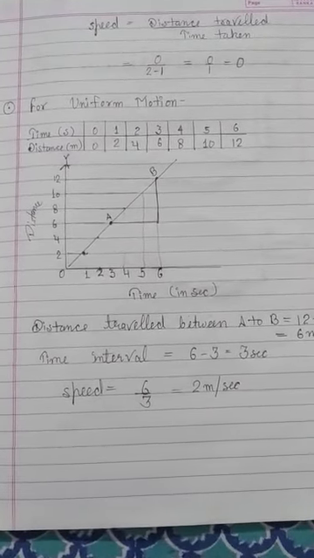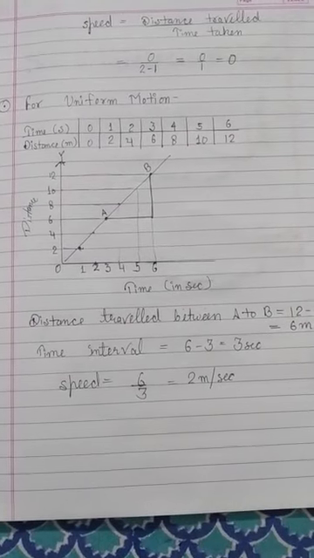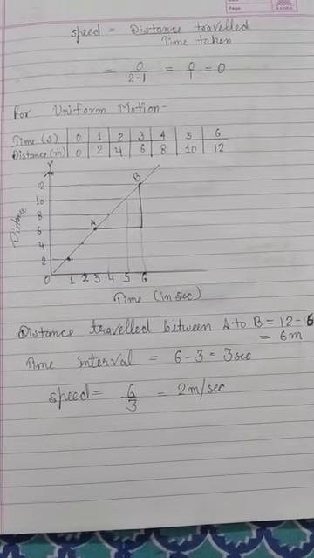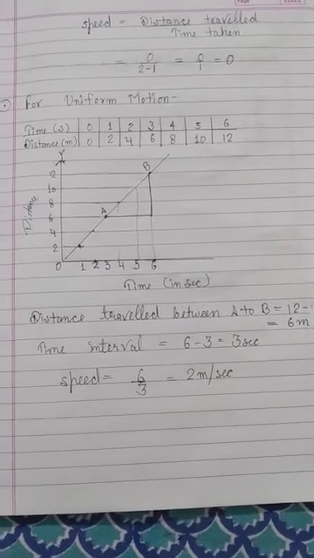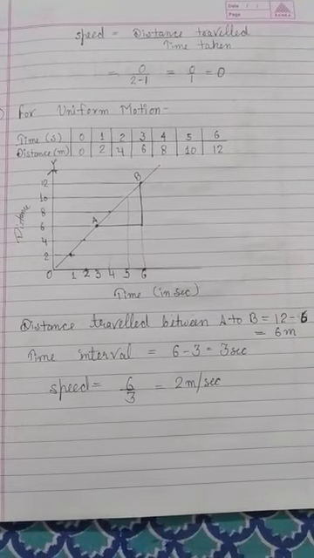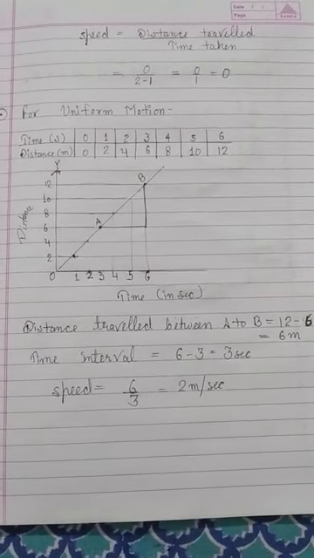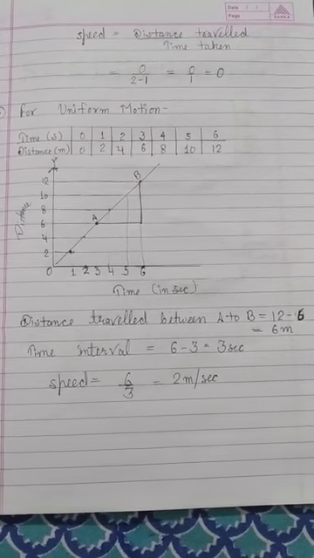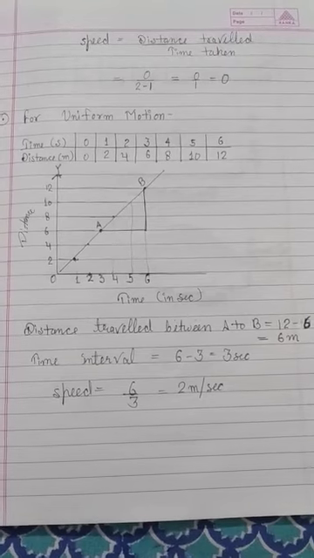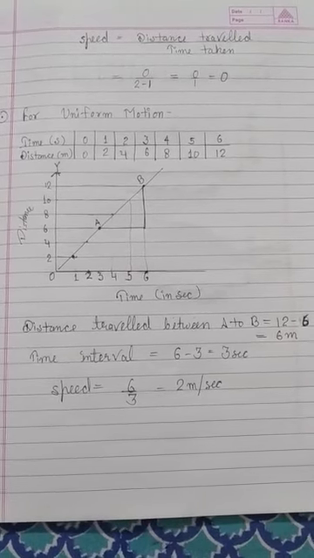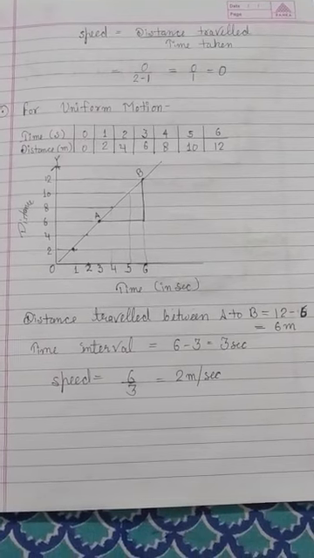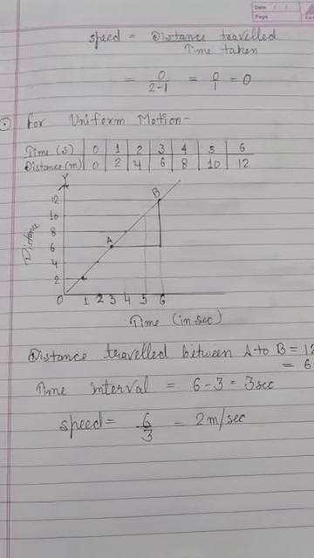Again, we can also find out speed with this graph. Let us take 2 points in this graph, A and B. The distance traveled between A to B: at B point, the distance is 12. At A point, the distance is 6. So 12 minus 6 comes out to be 6. Time at B point is 6 and at A point is 3. 6 minus 3 is equal to 3. Speed equals distance upon time. 6 upon 3 comes out to be 2 meters per second.